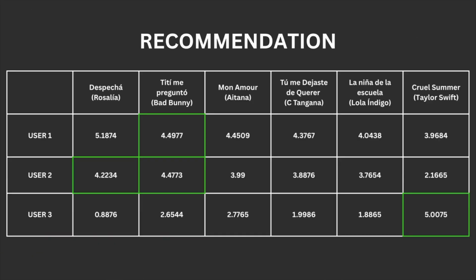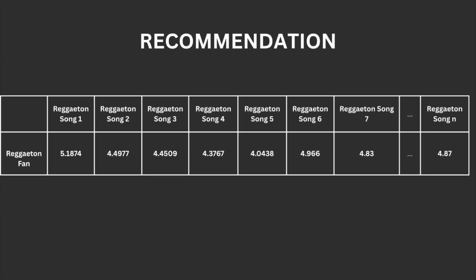Now, just predicting ratings isn't enough. If you love reggaeton, you will end up with high predicted scores for all reggaeton songs. But which ones should Spotify actually recommend? Sure, it could just randomly pick some, but that wouldn't make for very smart recommendations. We need a way to prioritize the best songs for each user.